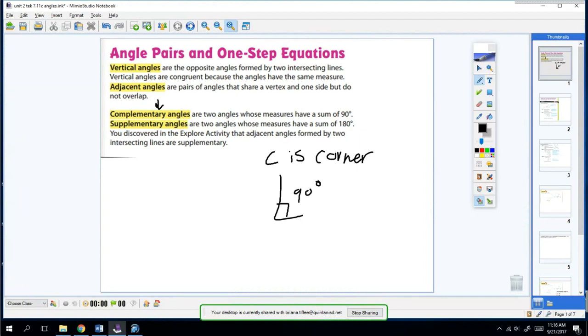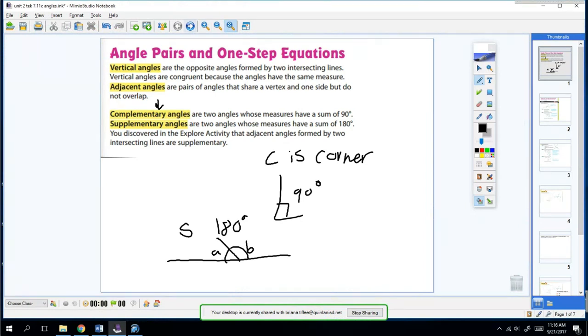Supplementary angles are two angles whose measures have a sum of 180 degrees. Supplementary angles are two adjacent angles formed by two intersecting lines. So let's say supplementary means straight, so it's 180. So you have two adjacent angles, this can be angle A and angle B. Angle B and angle A are supplementary because those two angles form a straight line, meaning they equal 180 degrees.